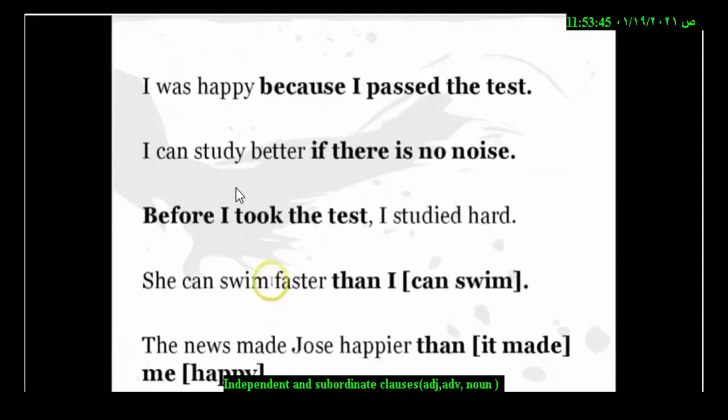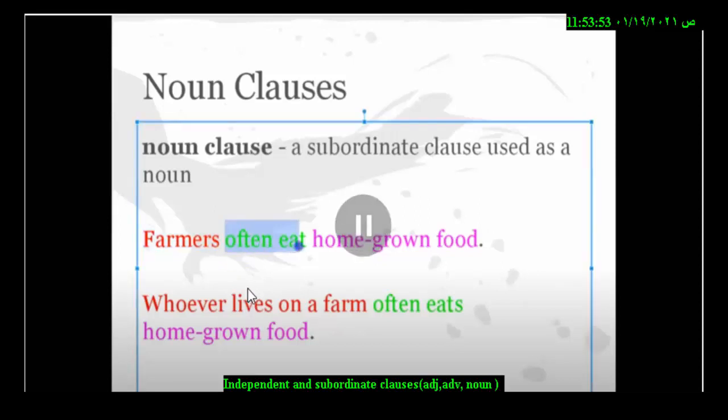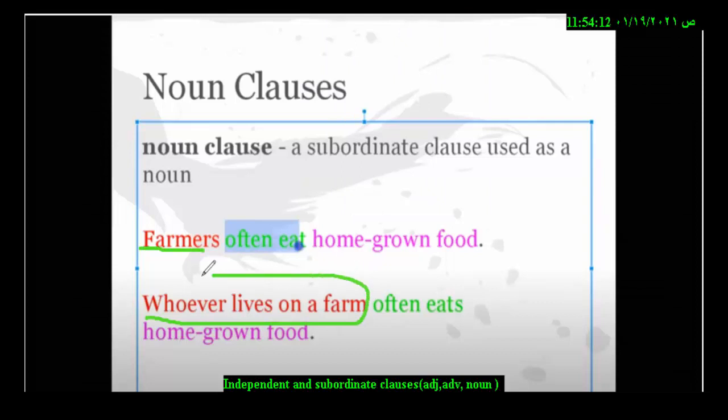Farmers often eat homegrown food. Okay. Subject, verb. In this sentence here, farmers is the subject of this sentence. Often eat, that is a verb. What do they eat? Homegrown food. That's the direct object. So farmers is the noun. If we replace it with a clause, that means this clause is going to be a noun, and it functions as a subject of the sentence because it tells you who or what this sentence is about. Who is this sentence about, or what is it about? It's about whoever lives on a farm.